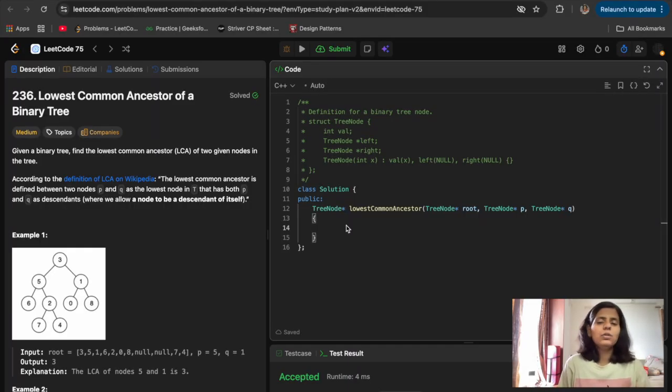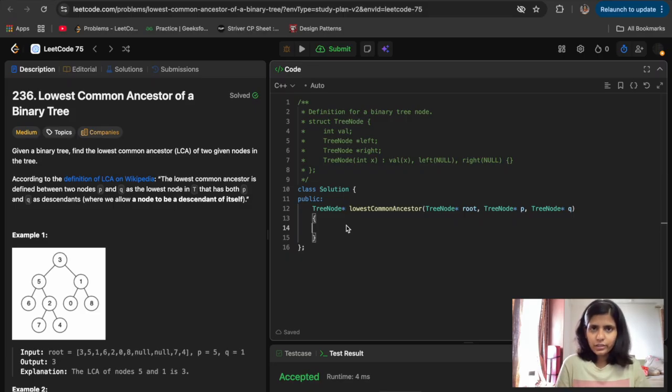Then there will be the left node and the right node, and if P and Q are on the left side only, then the left side node will be the ancestor. Then we don't consider the right side nodes, because both nodes are on the left side, so we will check the left side. So the highest common ancestor is the root.